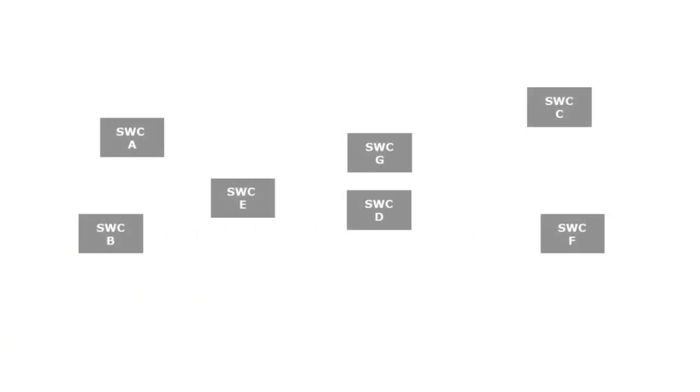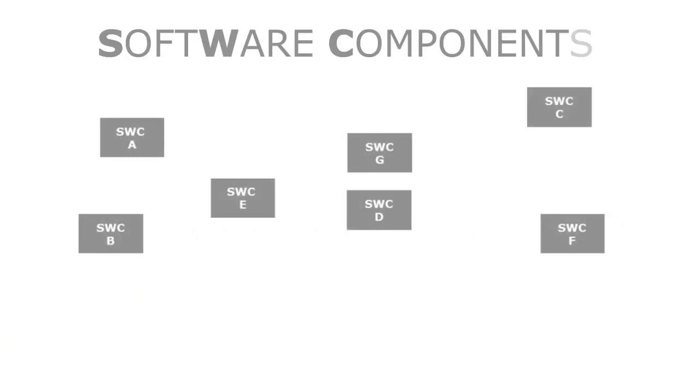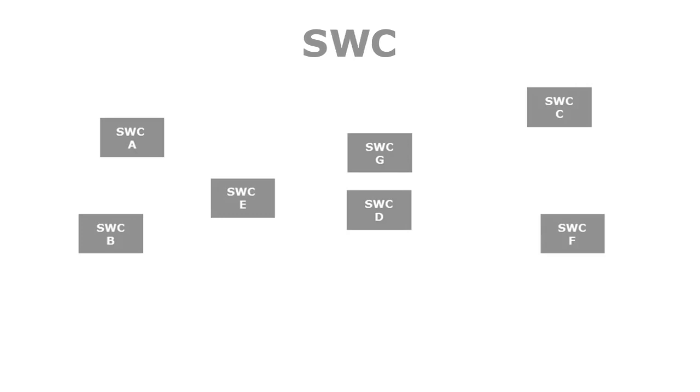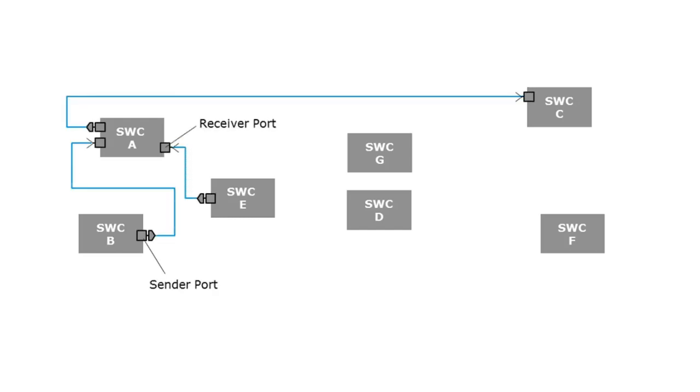Initially, you define vehicle functions as software components. You can also organize them hierarchically with the help of compositions. The interfaces between the software components are called ports. These ports are interlinked by connectors.